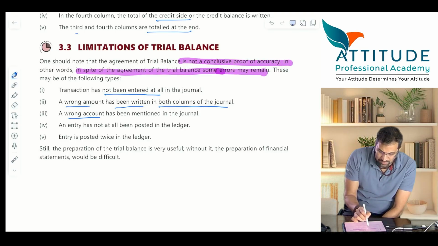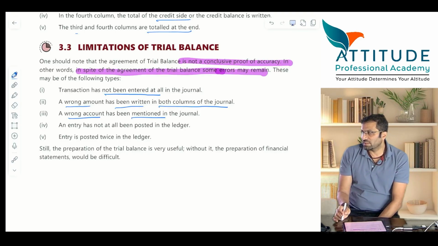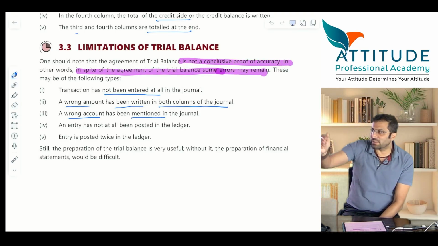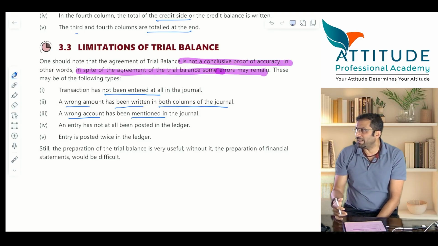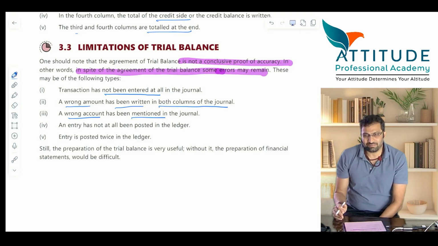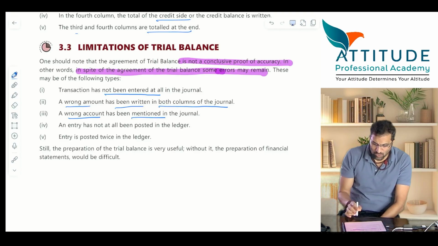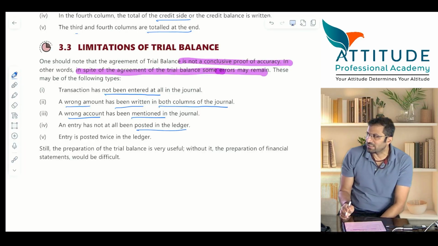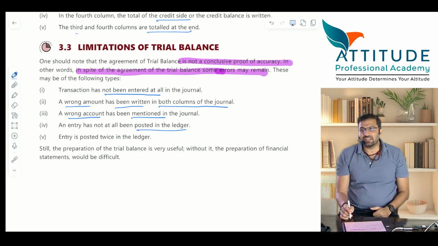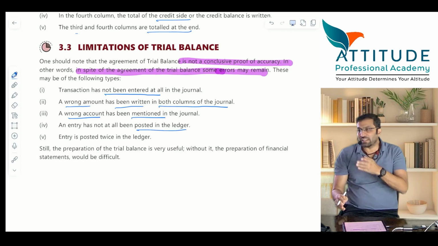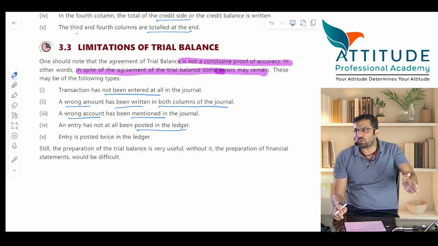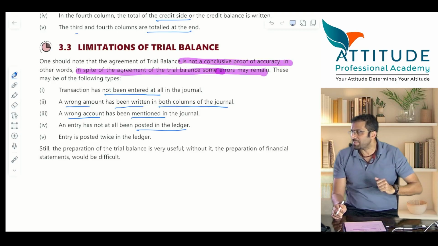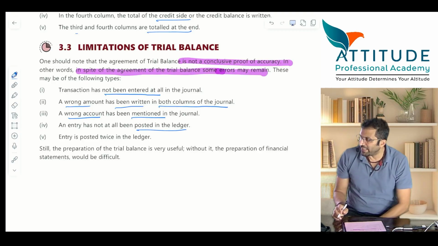Then, a wrong account has been mentioned in the journal. Wrong account has been mentioned in what? Journal. I paid the electricity bill, but I am debiting the repair and maintenance account. Wrong account, right? But still the trial balance will agree. The entry has not at all been posted into what? Ledger. It has not been posted to the ledger. The journal entry is passed, but it is not posted to what? Ledger. If it is not posted to the ledger, then the ledger balance is what comes into the trial balance, right? That also will be wrong.